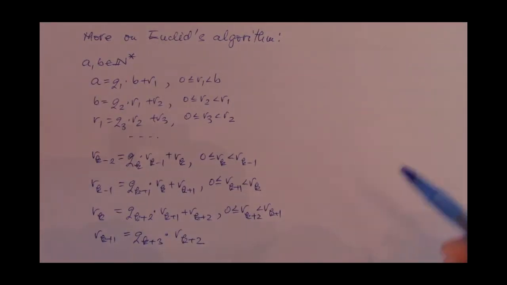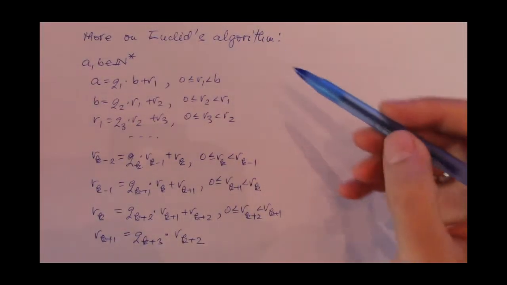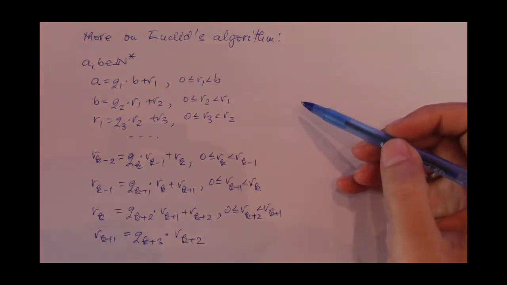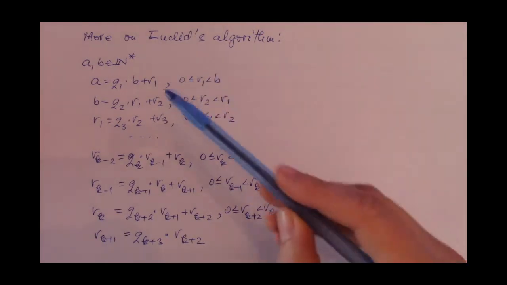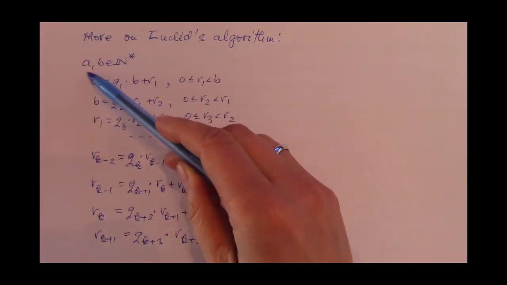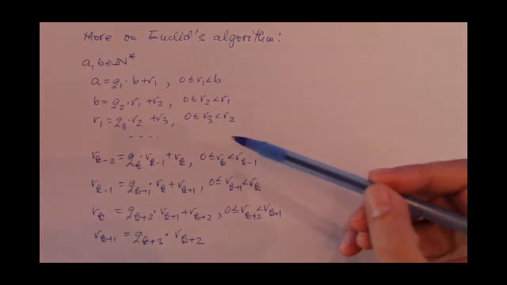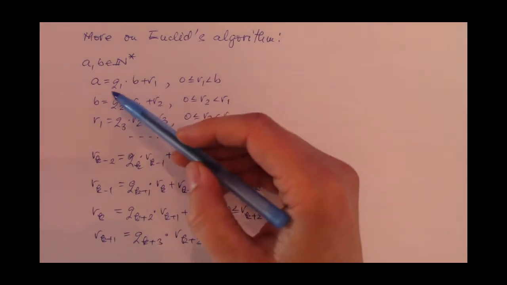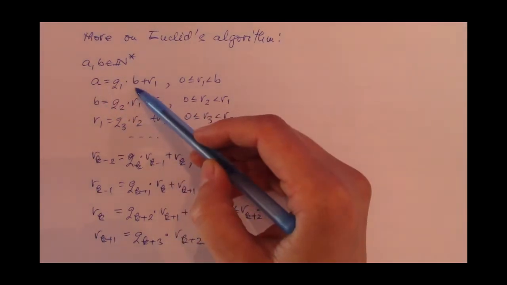We will be talking a little bit more about Euclid's algorithm, an algorithm that we described in a previous video. Just a quick reminder, this algorithm takes two natural numbers a and b. Let's say they are different from 0. And what we do is we divide a by b.